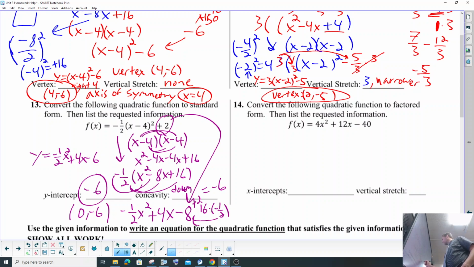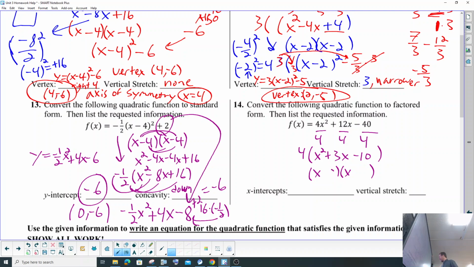Convert the following quadratic function to factored form, and then list the requested information. So I pull out a GCF, you guys. Is it a 4 or 4x? Well, the 40 doesn't have an x there, so we can't do that. Just 4. So then we're left with x squared plus 3x minus 10. Can that factor more? You better try on the final exam. They can factor more.